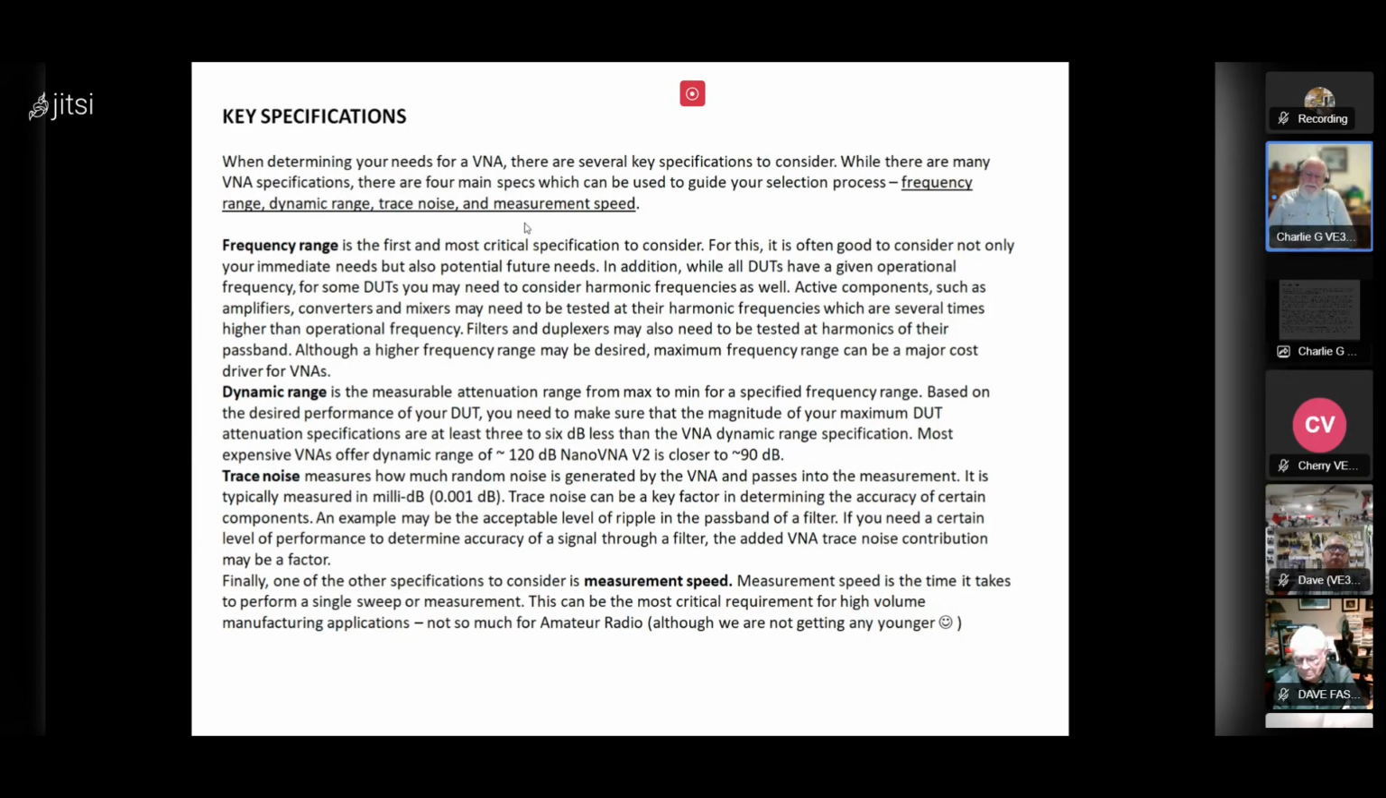For us in amateur radio, it's less critical. Although, as I noted here, I'm not getting any younger, so we don't have to take too long to do a measurement. But at the end of the day, that's the fourth parameter that's important to consider.